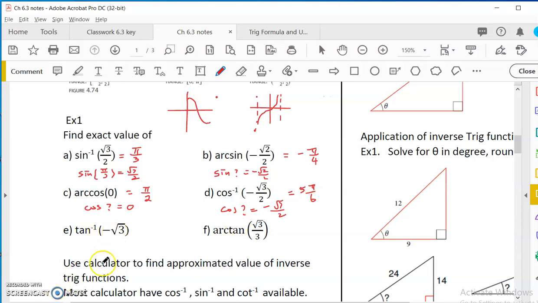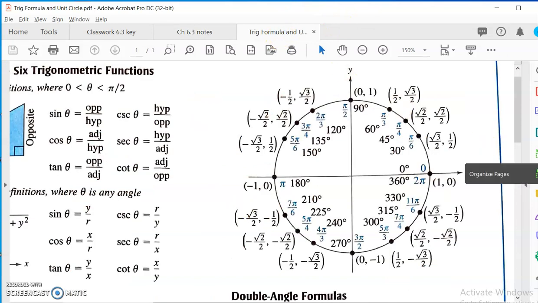And then tangent inverse of negative square root 3. Now for tangent, we would have to make sure that it is in these 2 quadrants. And then we have to know that for tangent, we have to pre-do some of them because you can't wait until it's because there's no tangent available. So what happened is this is 1.